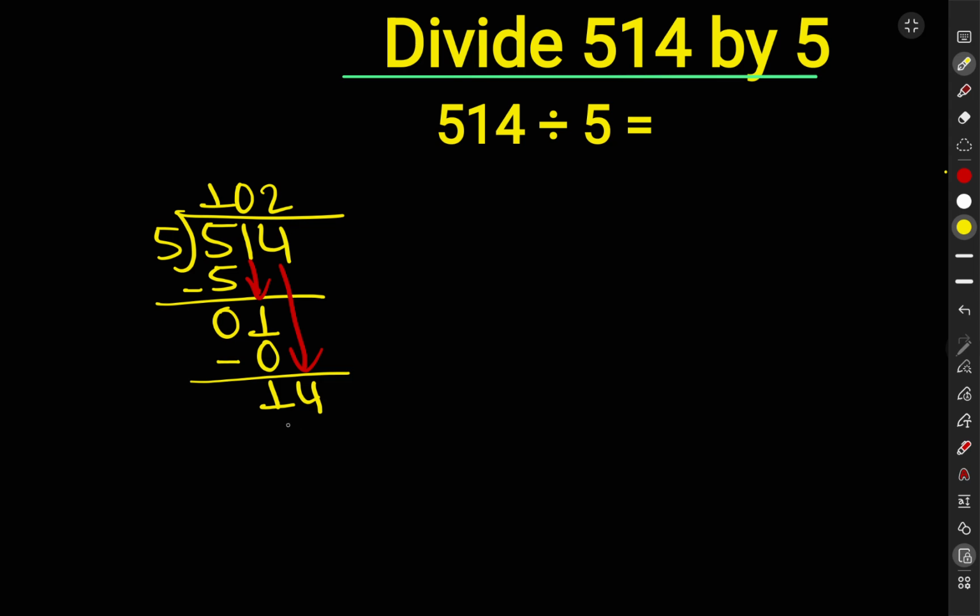5 times 2 is 10. On subtracting we get 4. So now we have no other number to put down, so we put a decimal here and put 0.